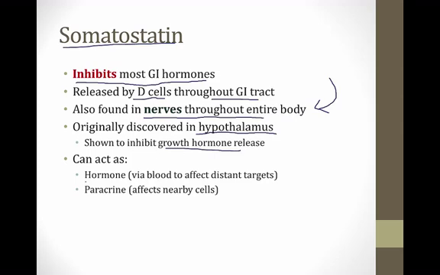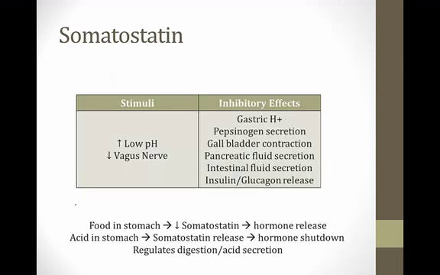Somatostatin can act as a hormone. It can be released into the blood and affect distant targets. It also often functions as a paracrine, which means it affects nearby cells from where it is released. One of the major stimuli for somatostatin release is a low pH. When the pH is low, that increases the amount of somatostatin which is released. And I've described how this aids in digestion at the bottom of the screen.